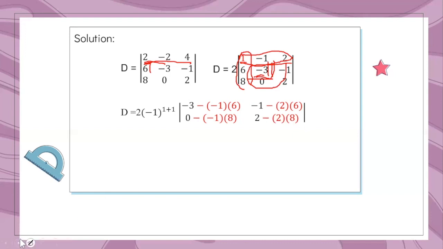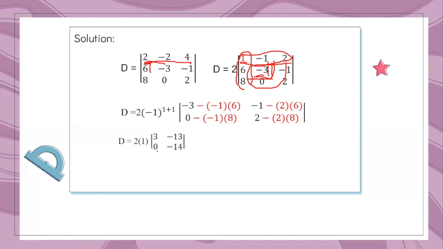Then after that, negative 1 raised to 1 plus 1 is positive 1. Negative 3 minus negative 1 times 6 is 3. 0 minus negative 1 times 8 is 0. Negative 1 minus 2 times 6 is negative 13. 2 minus 2 times 8 is negative 14.